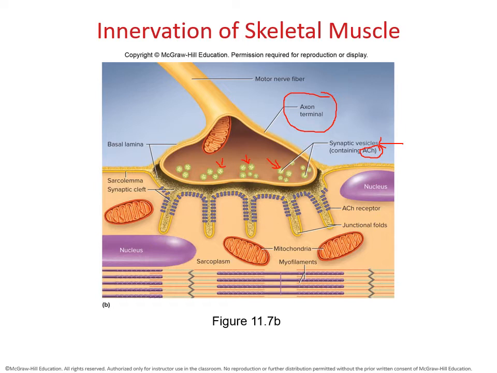And what we're going to see happening in a little bit is that when the axon is sending down its message that it wants the muscle to contract, the way it's going to communicate that with the muscle is that when the message gets down to the axon terminal, it's going to release these synaptic vesicles. It's going to do exocytosis. So it's going to release these little green structures into the synaptic cleft.